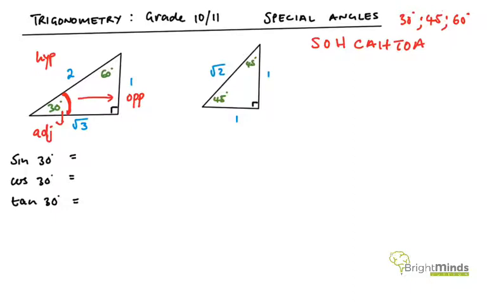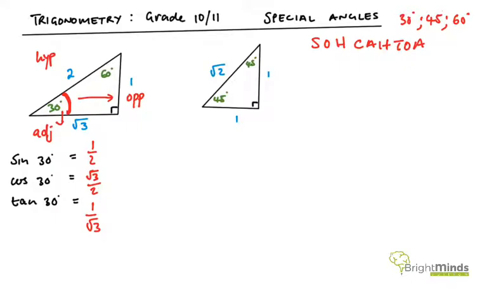I want you to pause the video and try to write those using that special angle. Right. You should find that sine 30 is 1 over 2. Cos 30 is going to be root 3 over 2, as well as tan of 30 is going to be 1 over root 3.